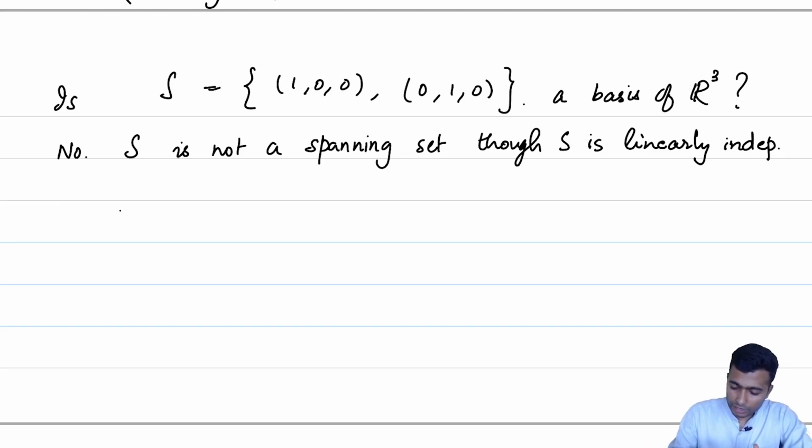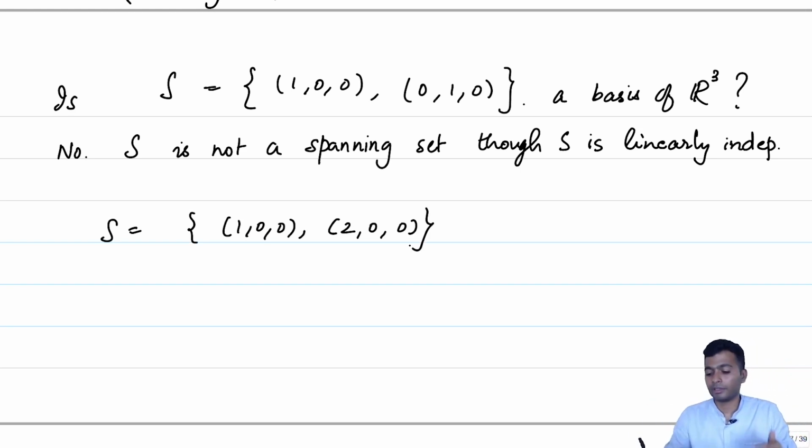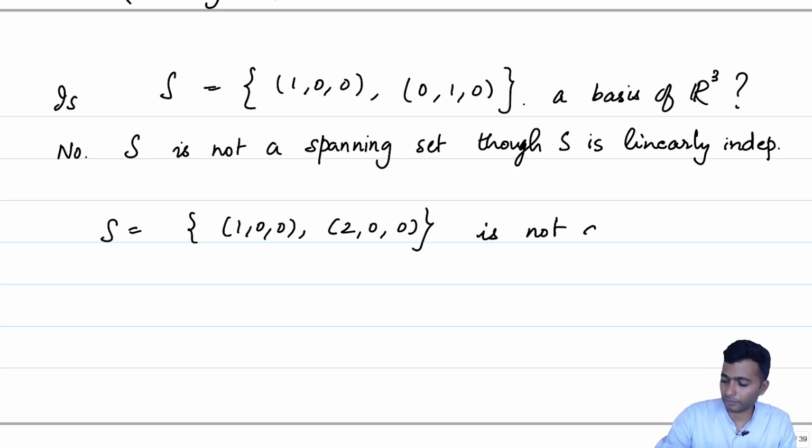In fact, there are examples where, say, if you take (1, 0, 0) and (2, 0, 0), this is neither linearly independent nor a spanning set. It's clearly not a basis of R3.